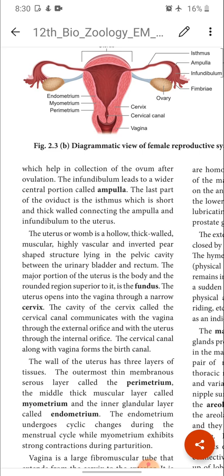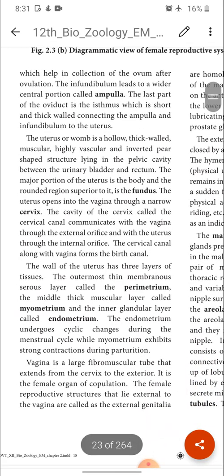Birth canal. Next, the wall of the uterus has 3 layers. Now we are going to see about the walls of the uterus. What are the 3 layers of tissues? Outer, middle and inner. The outer layer is a membranous serous layer called the perimetrium. The middle layer is a muscular layer called the myometrium. The inner layer is called the endometrium. It is a 2 mark question, children. Write about the walls of the uterus.